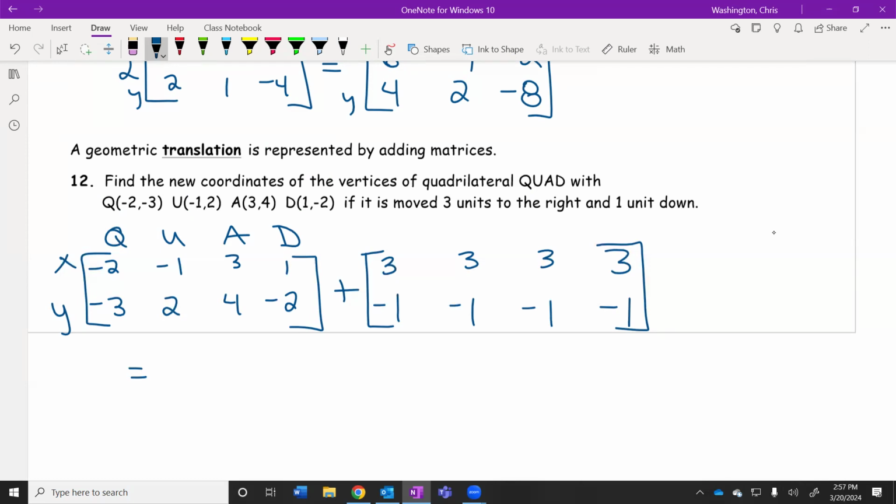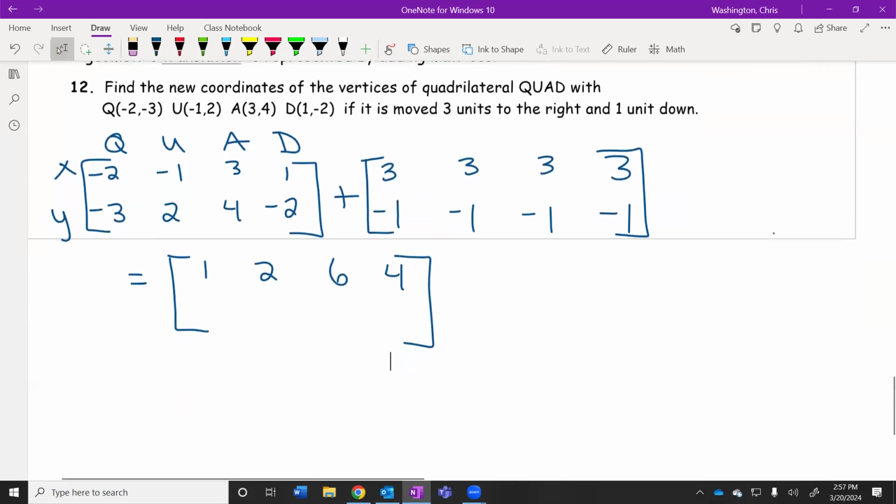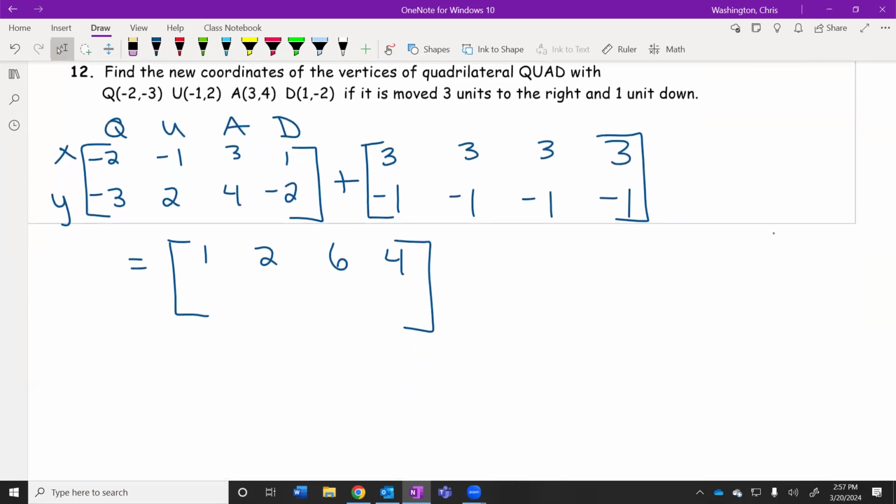Negative 2 plus 3 is 1. Negative 1 plus 3 is 2. 3 plus 3 is 6. And 1 plus 3 is 4. So those are the X values for our coordinates. And then the Y values: negative 3 and negative 1 is negative 4. 2 and negative 1 is 1. 4 and negative 1 is 3. Negative 2 and negative 1 is negative 3.